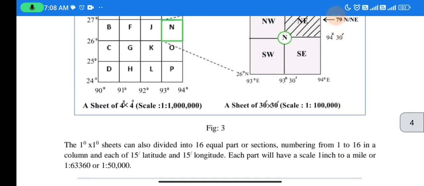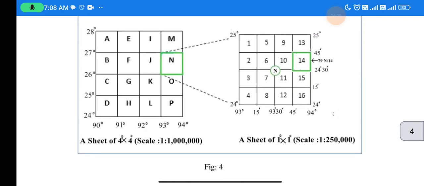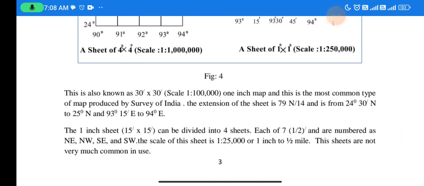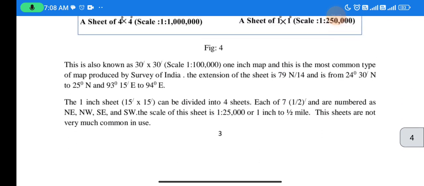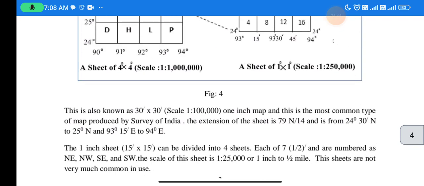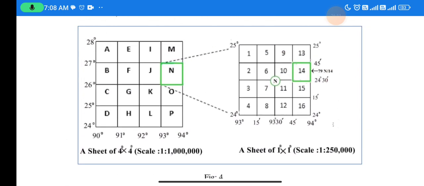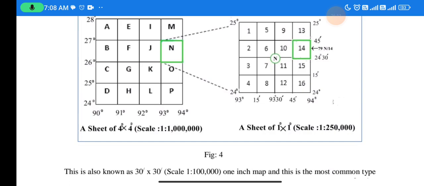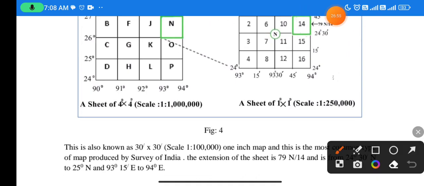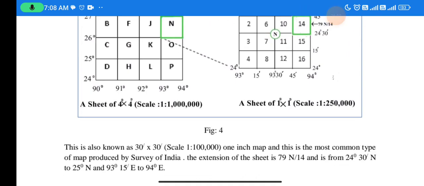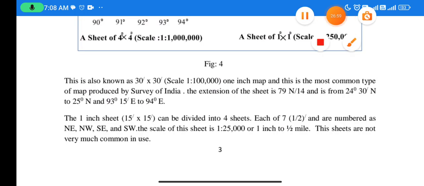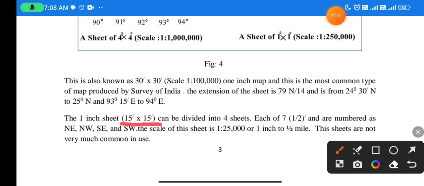It is talking about this one, this northwest southeastern cardinal direction. And now the 1 inch sheet, now this is talking about this one. The 1 inch sheet can also be divided into 4 sheets. So this is not 15 into 15 inch sheets, not divided into 4 sheets. Now these are getting divided into 16 parts, so we are getting 16 sheets. So here I think a mistake has occurred. You can see 15 minute into 15 minute can be divided into 4 parts. How?